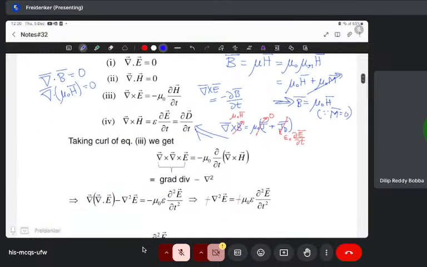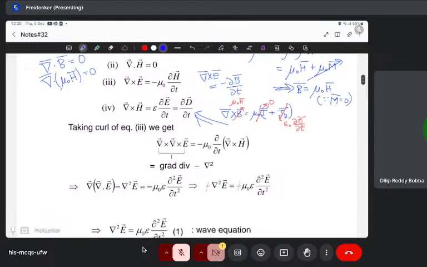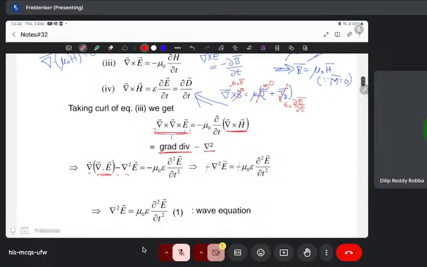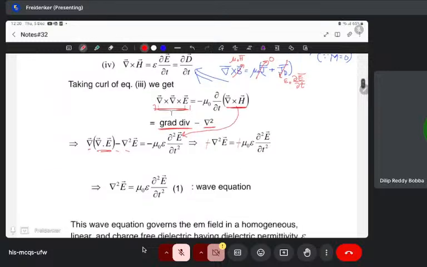So taking curl of 3 is curl of curl of electric field. There is a formula for this. So curl of curl of a vector field is nothing but gradient of divergence minus the Laplacian. So this is the gradient of divergence minus Laplacian. And curl of H is already the fourth equation. So they substituted this here. So after some simplification, what you'll get is this one. This is nothing but the wave equation.